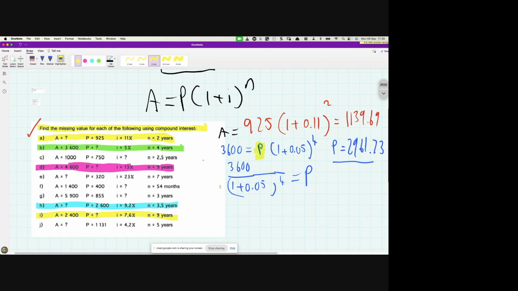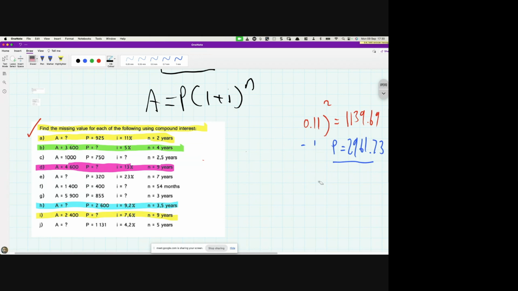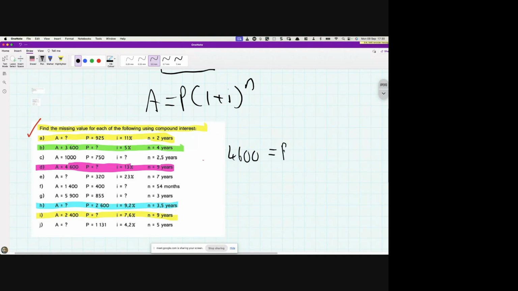Okay. All right, if there are no questions, I'm going to remove this working out so that everyone can work on D, H, and I. So I actually can sub straight into my equation. 0.13, and N, what was N? N is 9.